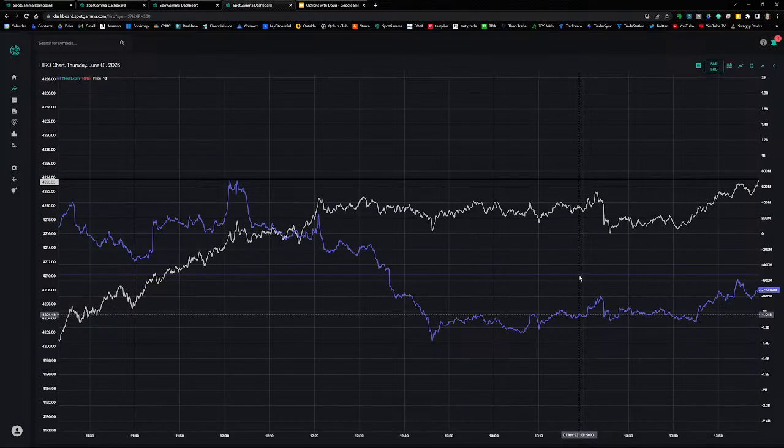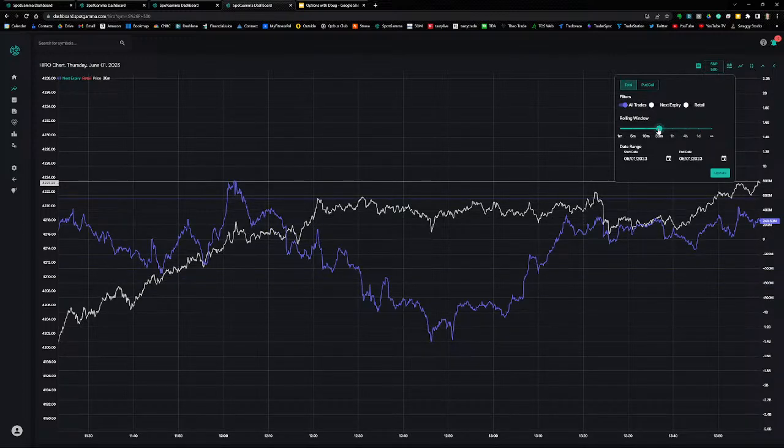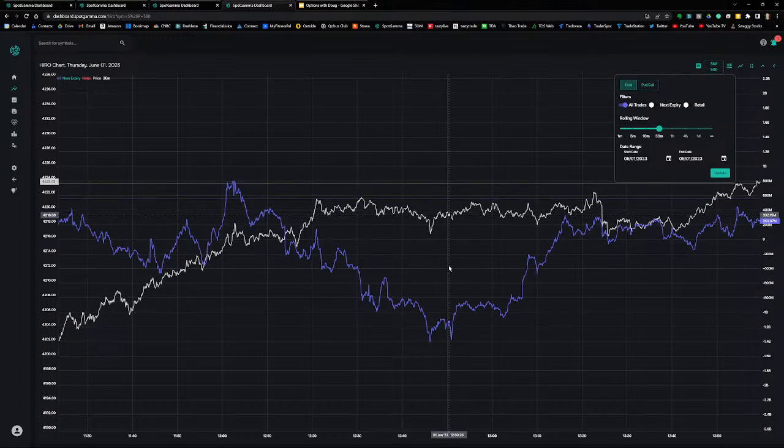So it looks like they're shifting to more positive delta positions, and then price is responding, or they may be responding to price. Let's change the rolling window to 30 minutes. So I'm just looking at the past 30 minutes of data, and this provides more clarity. So about 12:50, 1 o'clock, traders started taking positive delta positions in the S&P 500.